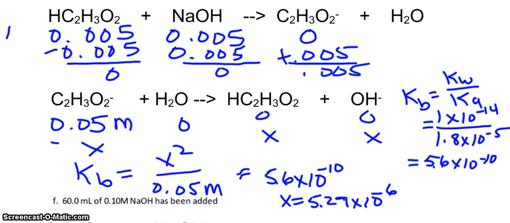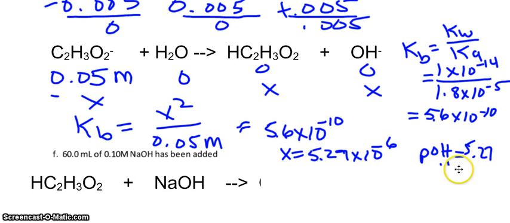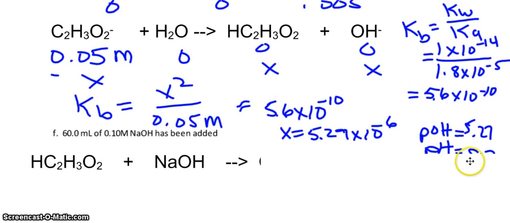Now that's all and good, but what are we trying to find? We're trying to find pH. So here we go. We're going to find X as pOH first. Here it is. And so it's your 5.27. And so pH is equal to 8 point... Somehow I'm losing it here. 8.72. So what can I do with this?